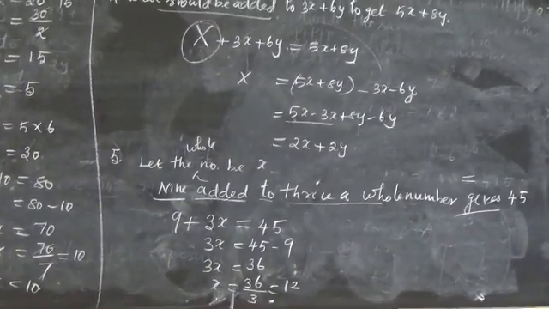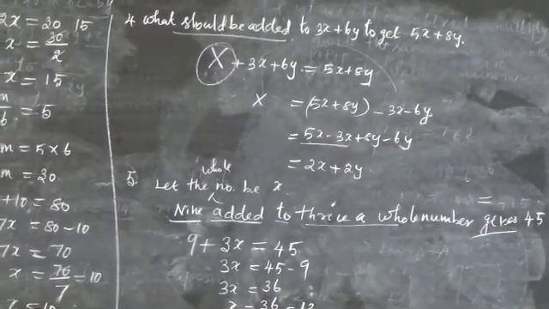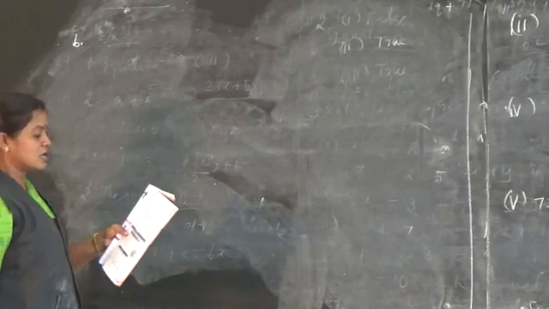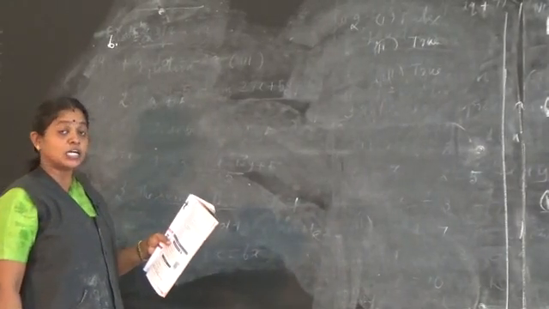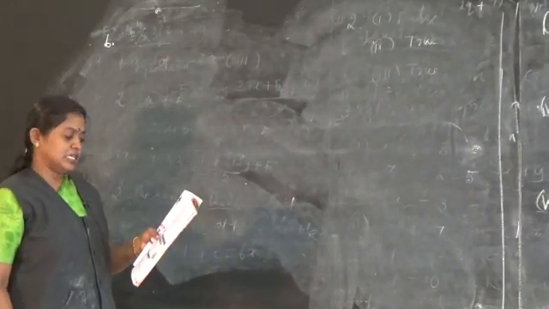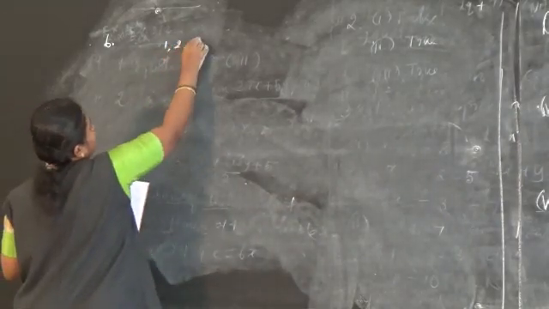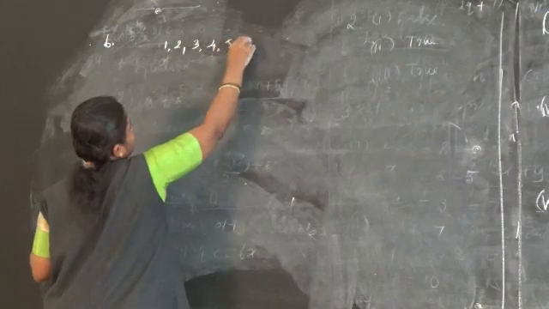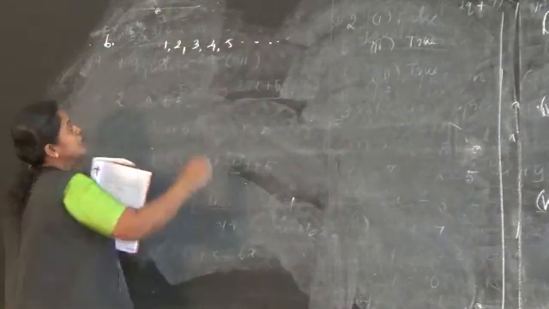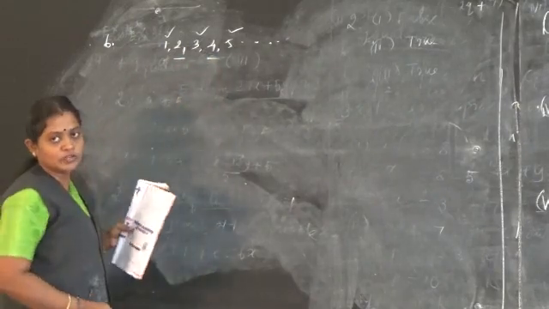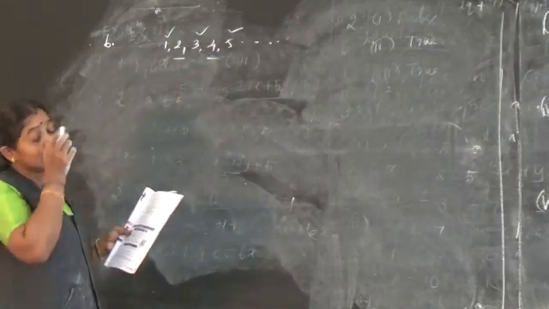Now come to the sixth one. Find 2 consecutive odd numbers whose sum is 200. Consecutive means continuous numbers, but here odd numbers are given. Numbers 1, 2, 3, 4, 5 and so on. Suppose this is an odd number, this is an even number. You know very well 2 is an even number, 4 is an even number.